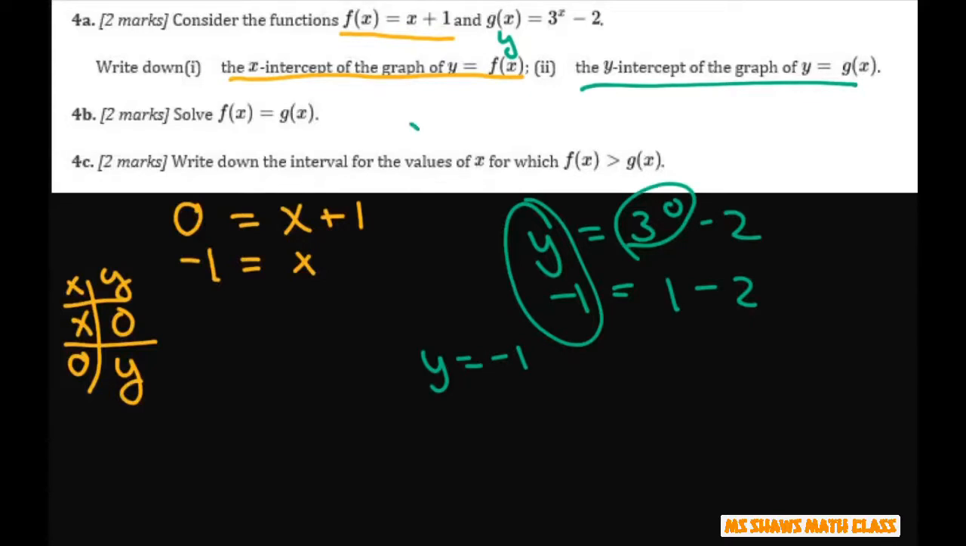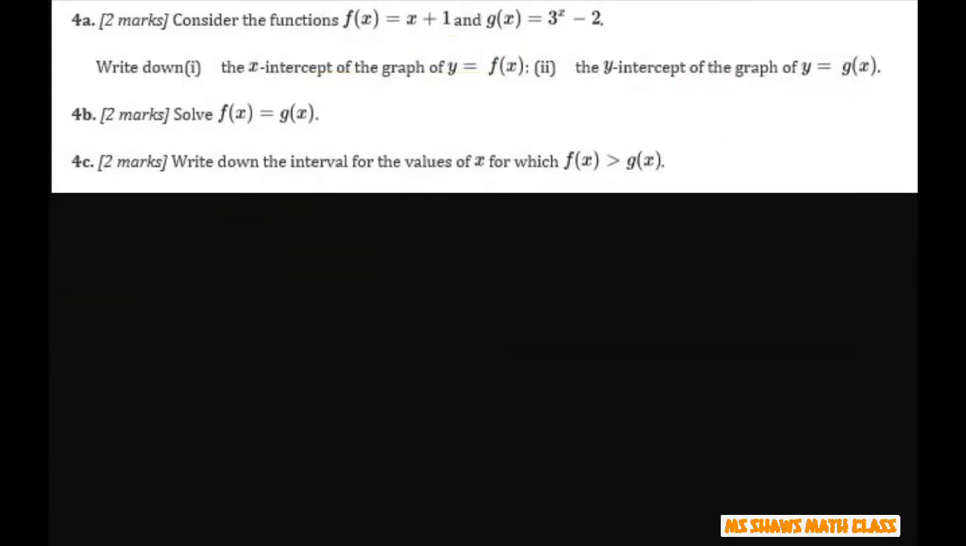Now for the next two, basically you're using the calculator. So what you're going to do is plug in y1 equals x plus 1, and y2 equals 3 to the x minus 1. And then you're going to graph it, and you can get the solutions that way by doing second calculate, or second trace, and calculate for the intercepts.